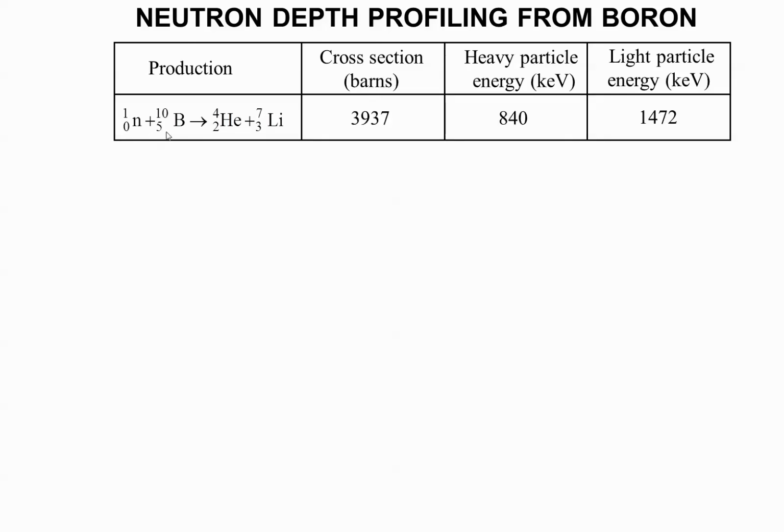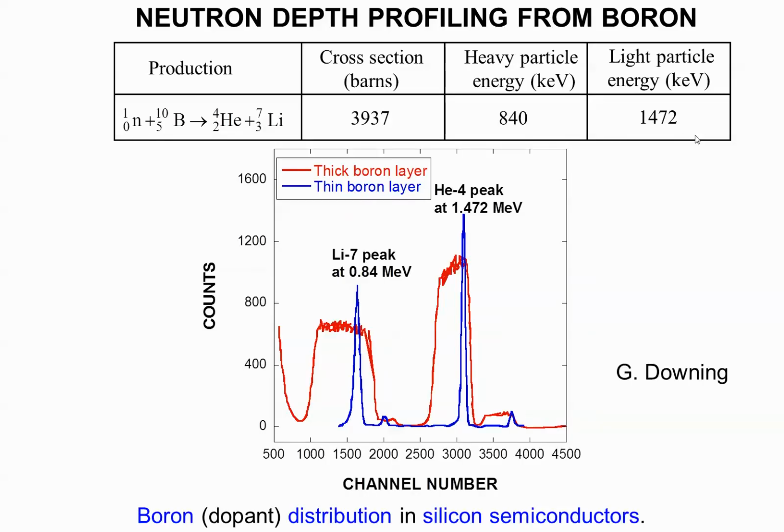Let's look at neutron depth profiling from boron, which absorbs neutrons and gives out two charged particles. Here we see two samples, one a thick boron layer, another one a thin boron layer. Boron is used for boron dopant distribution in silicon semiconductors. Boron is used as a dopant in semiconductors. In other words, silicon that contains boron is a semiconductor. Silicon semiconductors are used in many applications.